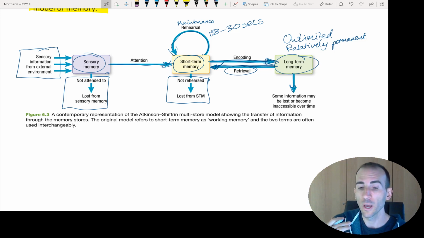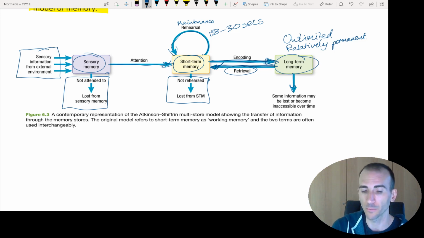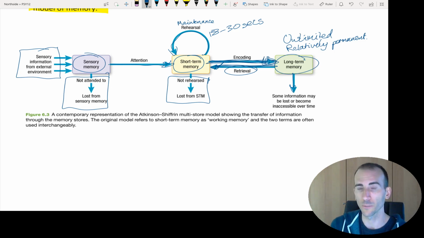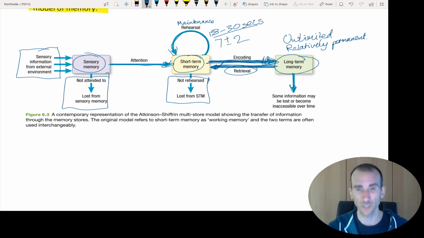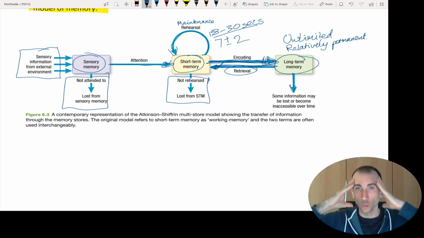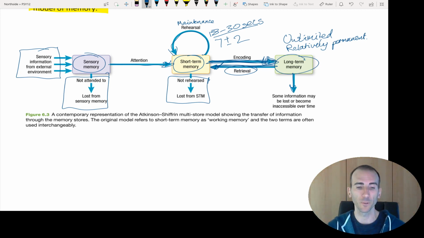Or we can use what's called elaborative rehearsal, which you'll learn about more later, to encode it more effectively into long-term memory. You'll learn lots more about that. So I said the duration was 18 to 30 seconds, and it actually has a capacity of, they say, 7 plus or minus 2. So in other words, 5 to 9 pieces of information can be stored in our short-term memory, our working memory, at any given moment.